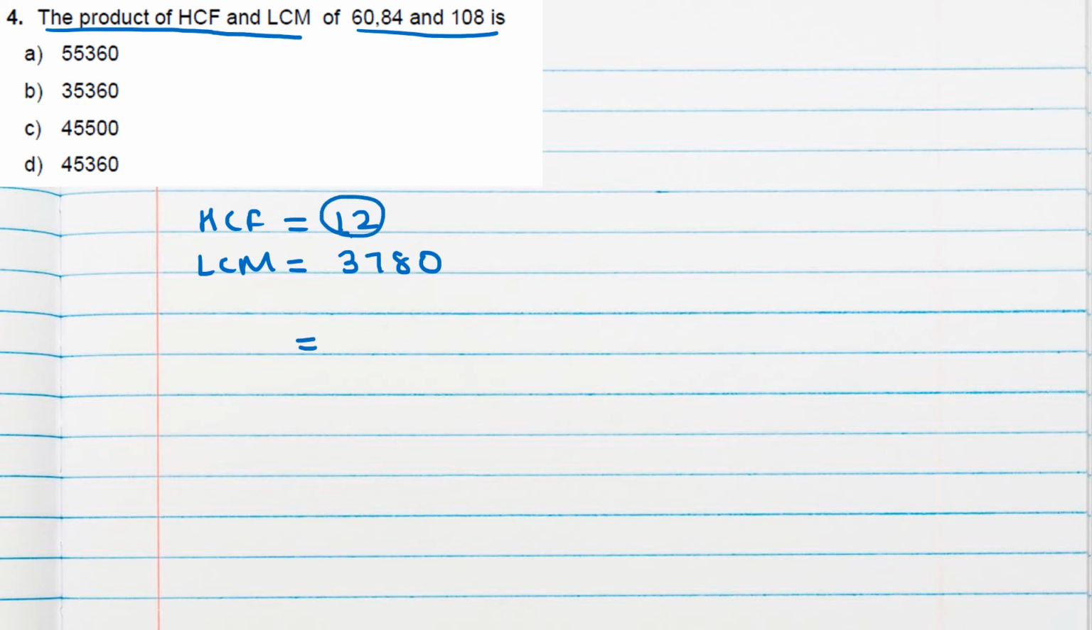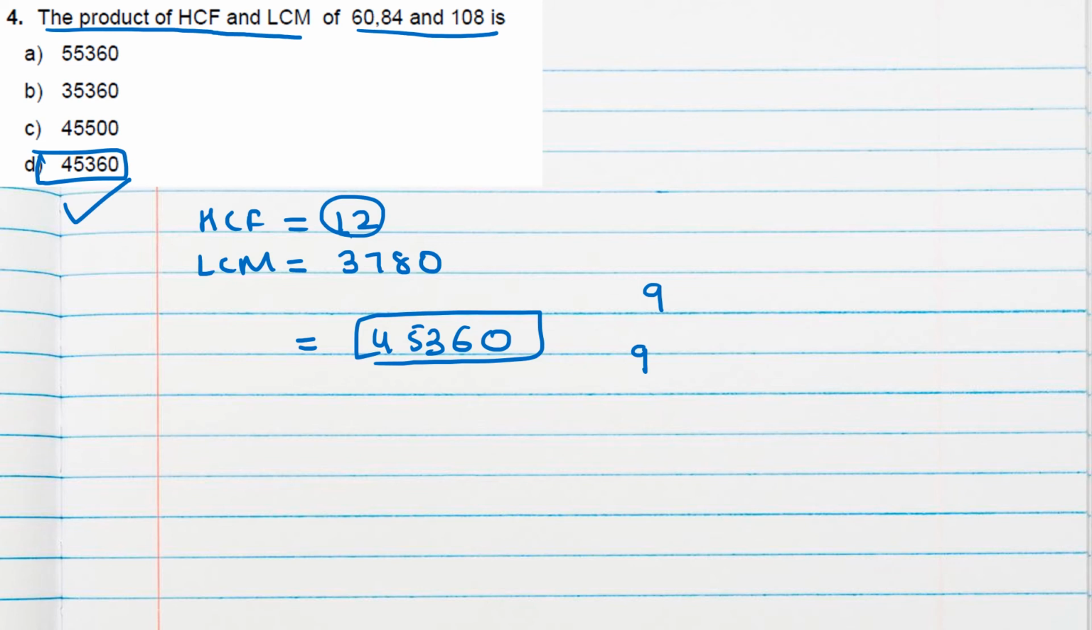Now question number 4 is the product of the HCF and LCM of these three numbers. We got the HCF in the very first question, that was 12, and the LCM in the previous question, 3780. We will multiply them to get the answer. Multiplying with 12, 0 will come, then 6 will come, 84 and 9 will give 93, 36 and 9 will give 45. So 45360 is in option D, so our option D will be correct.